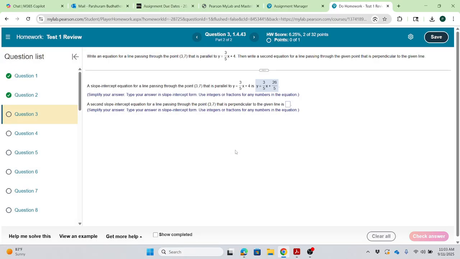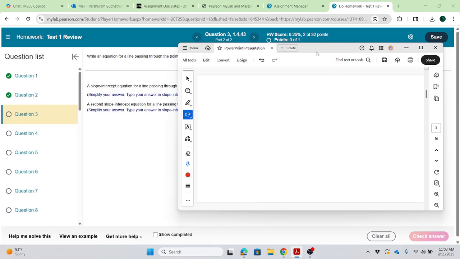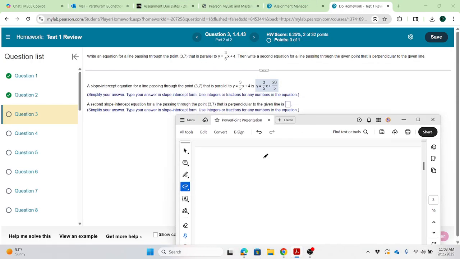Write a slope-intercept equation for a line passing through the point (3, 7) that is perpendicular to the given line. Remember, if two lines are parallel, then their slopes are equal. But if two lines are perpendicular, let's say the slope of the first line is m1 and the slope of the second line is m2, then the relation between these two slopes is that the product of their slopes is -1.